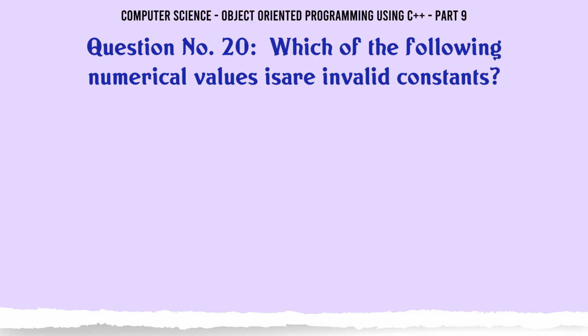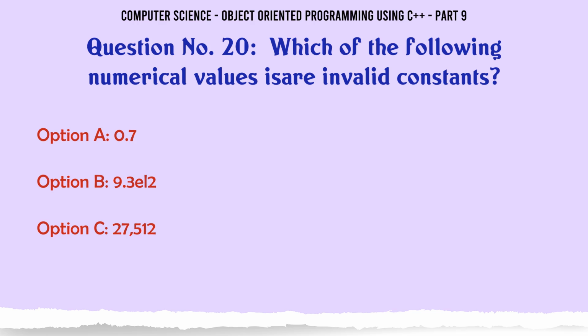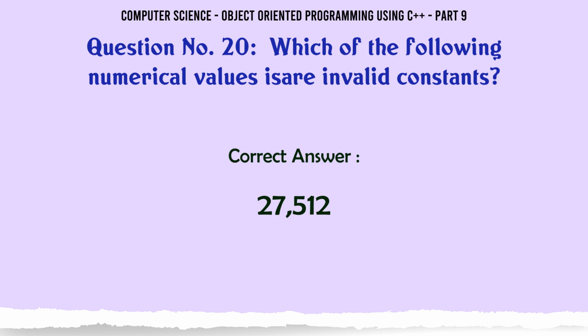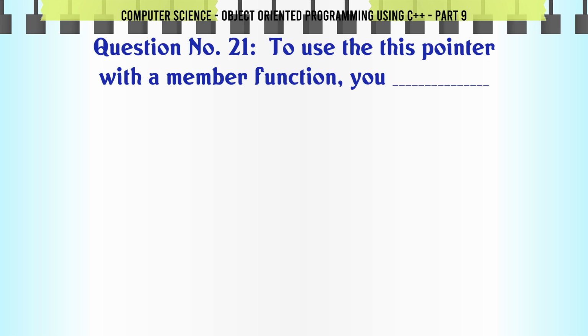Which of the following numerical values is an invalid constant? A. 0.7, B. 9.3E2, C. 27,512, D. 12345678. The correct answer is 27,512.